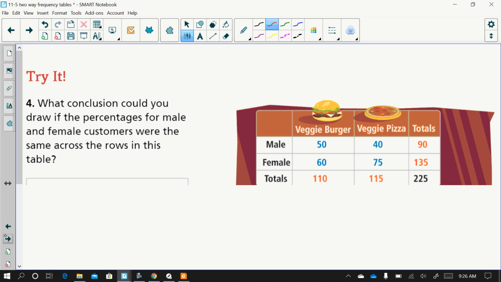Okay, so what conclusion could you draw if the percentages for male and female customers were the same across the rows? Well, if they were all the same, then you could say that it's equally likely that men like burgers as they do pizza. Same thing with females.